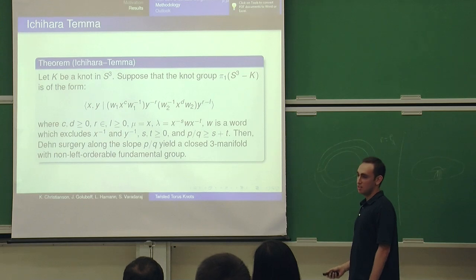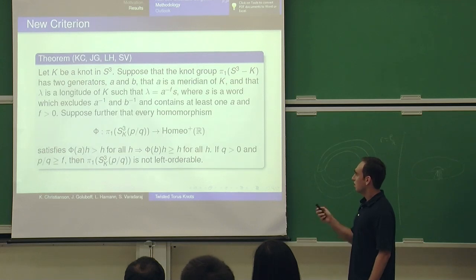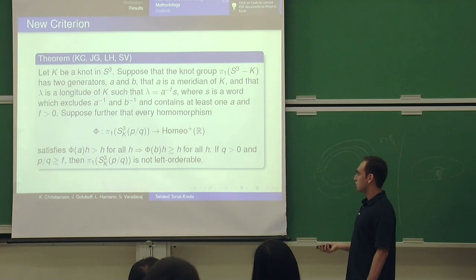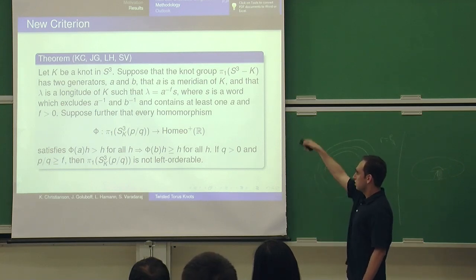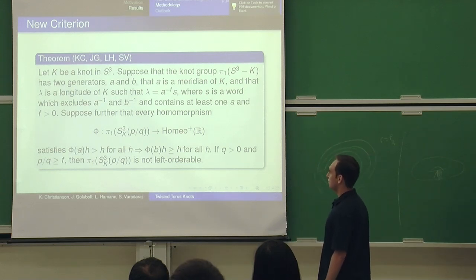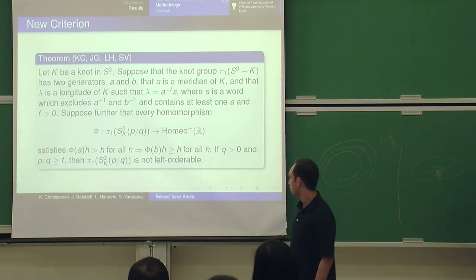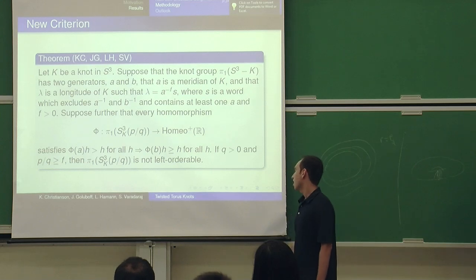We were able to generalize Clay and Watson, just applying their theorem directly, but to extend to the results that we actually have, which are much larger classes of L-space twisted torus knots, we needed to modify Ichihara and Tema's conditions a little bit. So our main theorem is a modification of Ichihara and Tema's, which rather than require that the knot group be of a specific form, just imposes these two conditions. That S is a word that contains all positive powers of your generators, and that all homomorphisms from the surgery groups to Homeo R plus satisfy this condition.